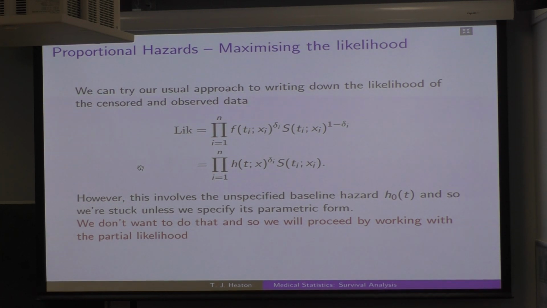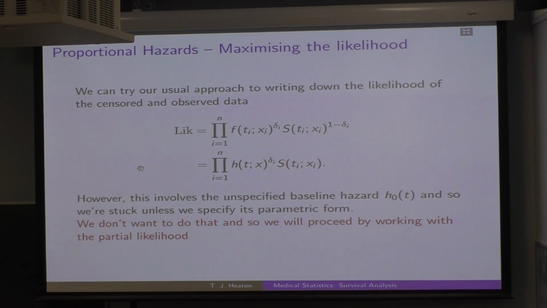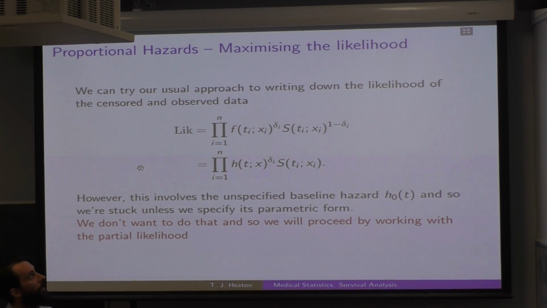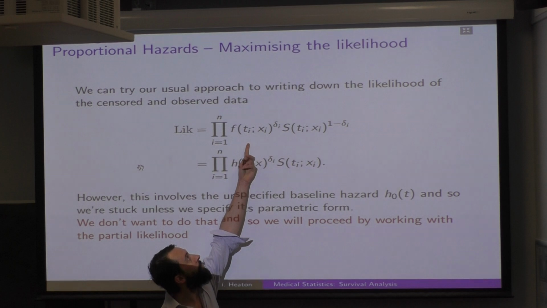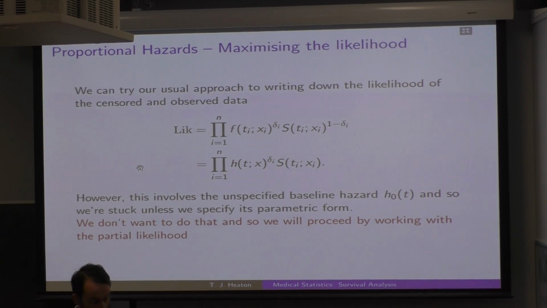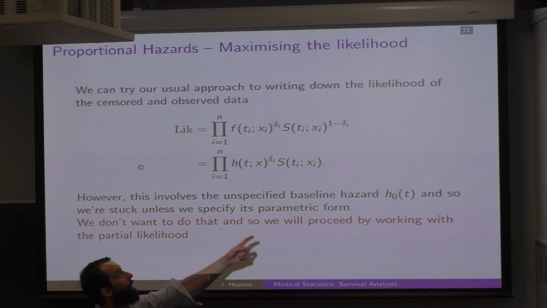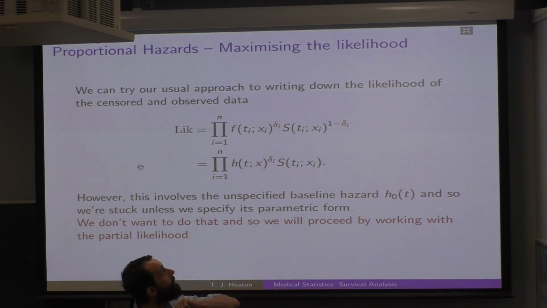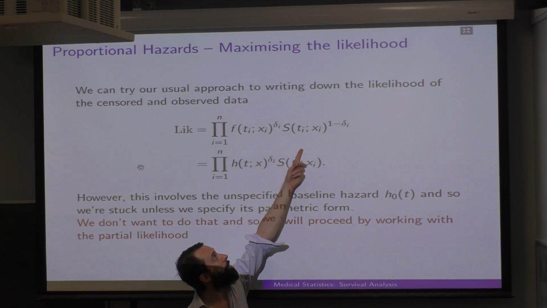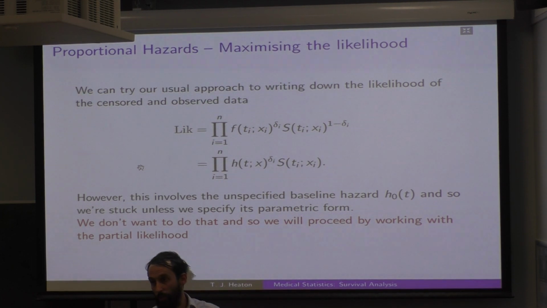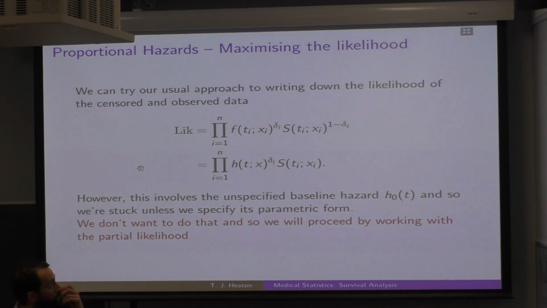So how can we try and fit a proportional hazards model? Well, you might initially think, let's try our standard likelihood approach. Our standard likelihood approach is to collect all the data that we've got and split it up into the contribution to the likelihood of the individuals who failed, that's the density at time t for those individuals, and then the contribution of the people who were censored. That's what we've always done previously.